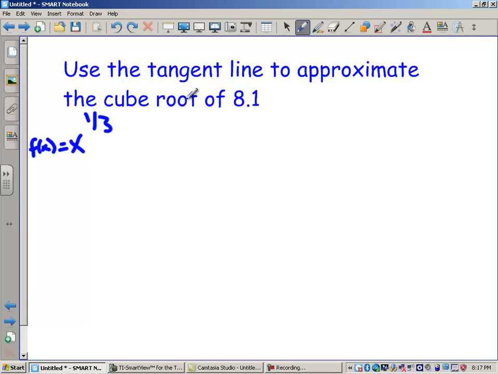So let's use the tangent line to that curve instead. Why use the tangent line? Because that's just y equals mx plus b. Anybody can multiply something and then add, but I don't know how to take the cube root. So let's write the tangent line equation.